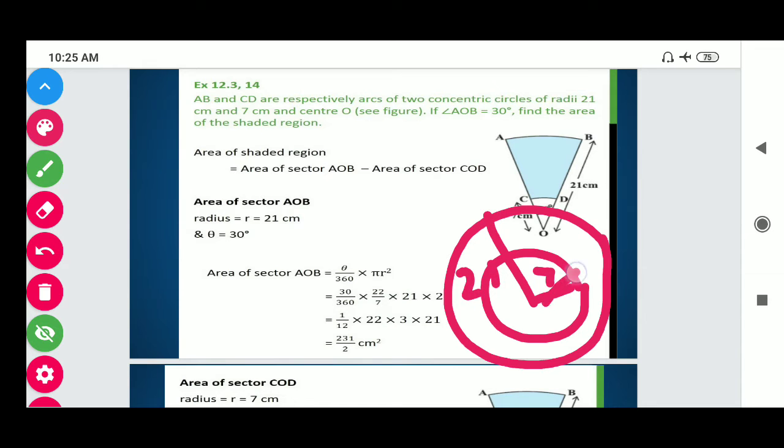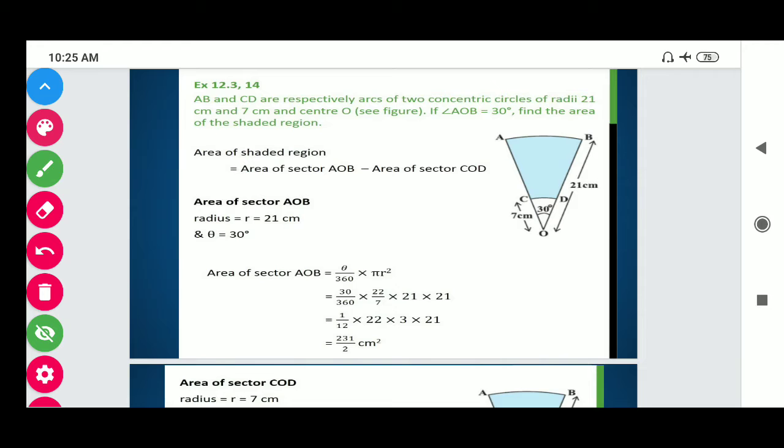If we cut this piece from this concentric circle, then we get this type of sector. So here angle AOB is given as 30 degrees. Find the area of the shaded region. This is the shape of a sector. So here we have to follow the working rule: first find the area of sector AOB, then find the area of sector COD, and after subtracting both we get the shaded region.